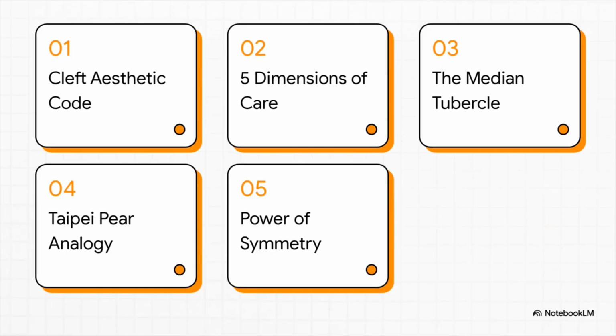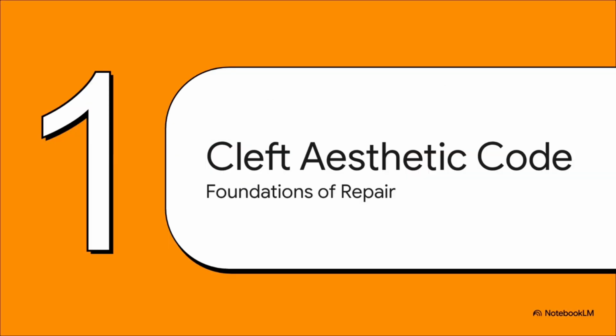Here is our game plan. First, we'll decode the C-cleft aesthetic code. Then we're going to explore the 5 dimensions of care. After that, we'll get into the actual surgical precision behind crafting the median tubercle, unpack a really clever concept called the Taipei Pear Analogy, and finally, look at the sheer power of symmetry. Let's get into it. Section 1, the cleft aesthetic code, foundations of repair.